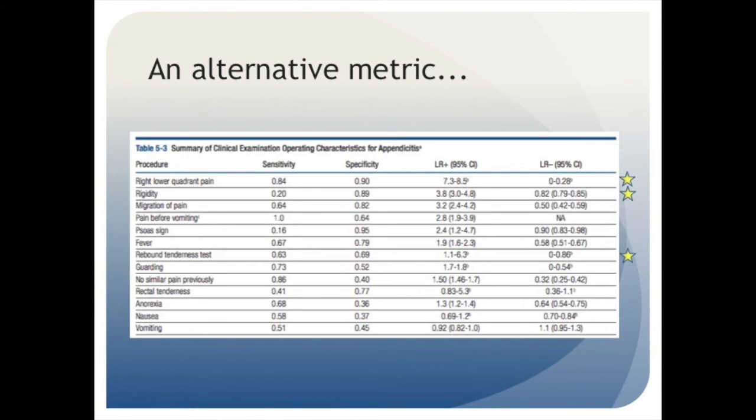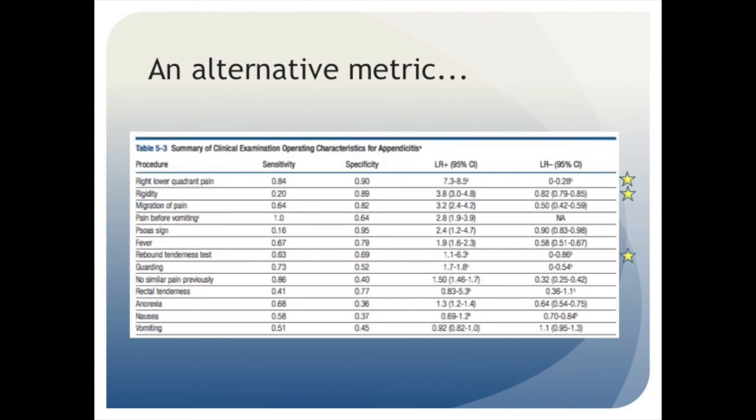In their review, they also found rigidity to be predictive of appendicitis, with a positive likelihood ratio of 3.8, although the absence of rigidity wasn't really as good at ruling appendicitis out. Note that other tests for peritoneal irritation, like guarding and rebound tenderness, were not consistently predictive of appendicitis.